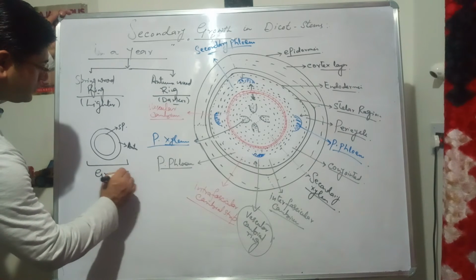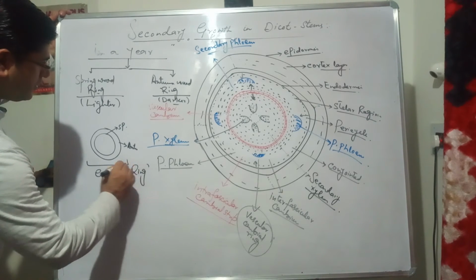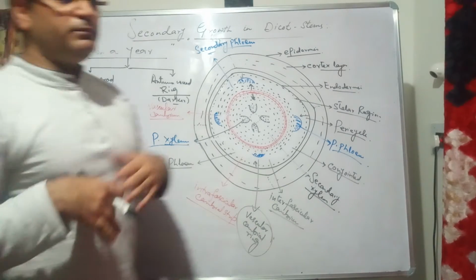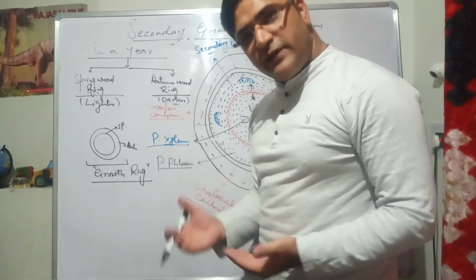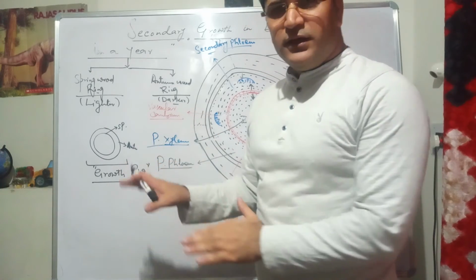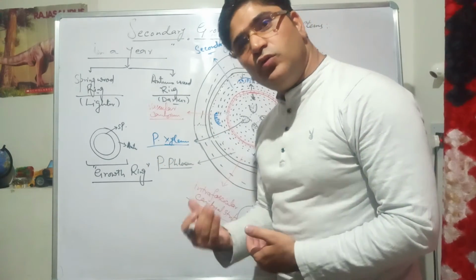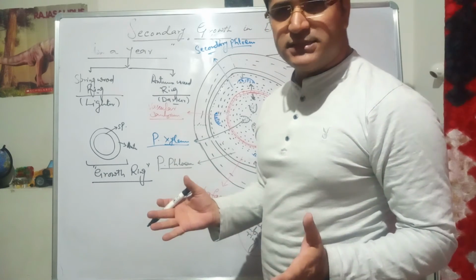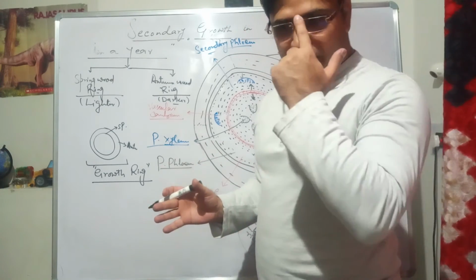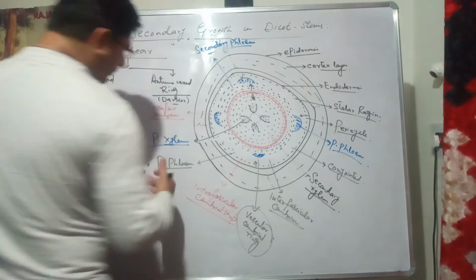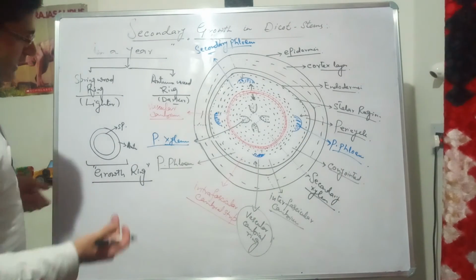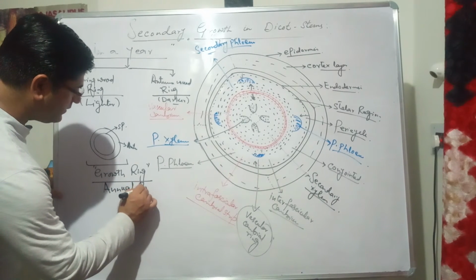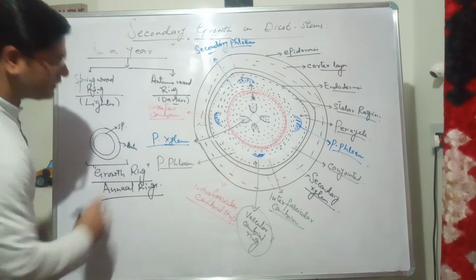Okay, it is known as a growth ring because both the rings, spring wood ring and autumn wood ring, are helping in the growth of the plant, the secondary growth of the plant, so they are also known as growth rings. Okay, and also they are formed in a year, so they are also called annual rings.